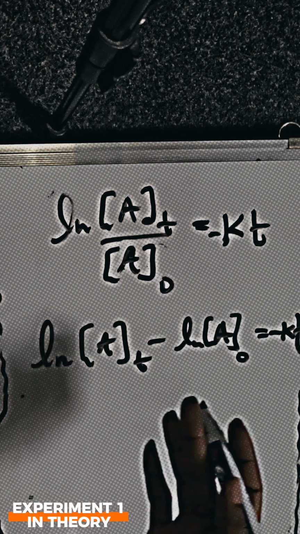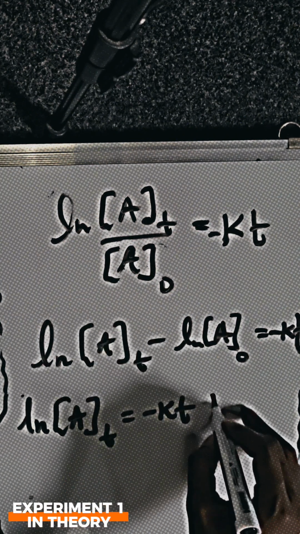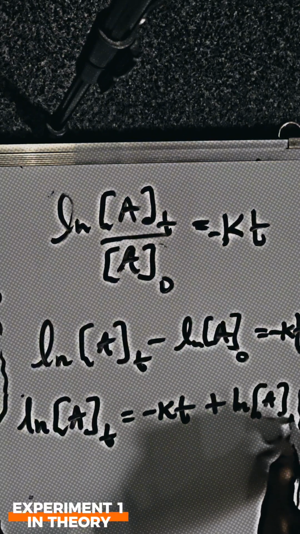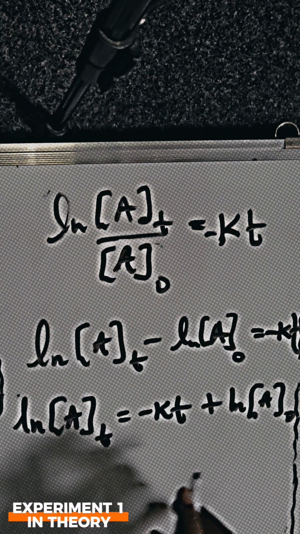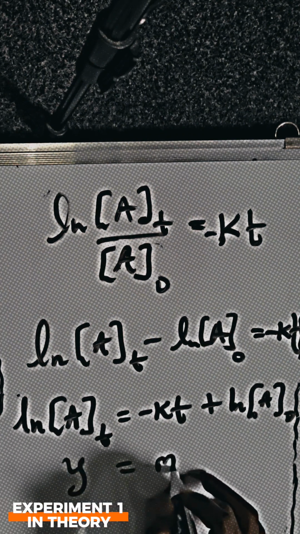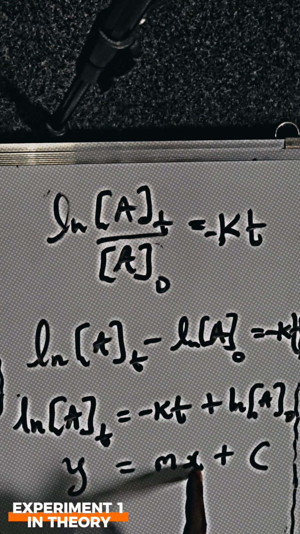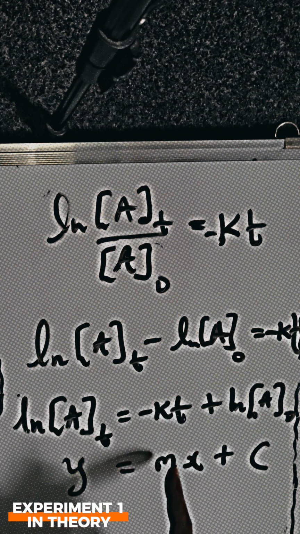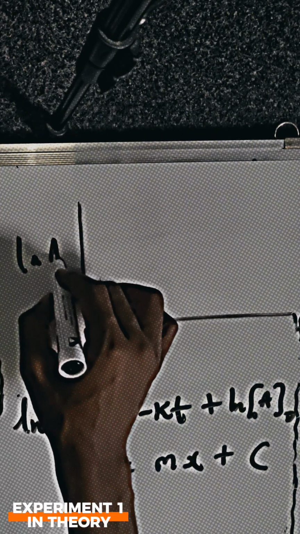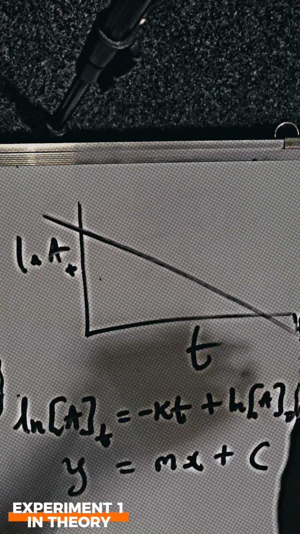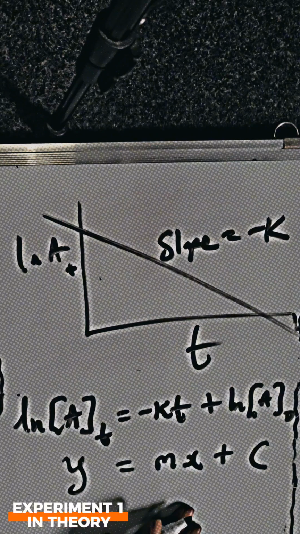Once we've gotten this, you can also write it as ln At equal to minus kt plus ln A0. This shows that this is also a linear equation, the same thing as y equals mx plus c, where c is ln A0 and x is t. When you plot a graph of ln A against t, your minus k is your slope. So for a first order reaction, the graph of ln At against time has a slope equal to minus k. This is just for background knowledge of first order reactions.